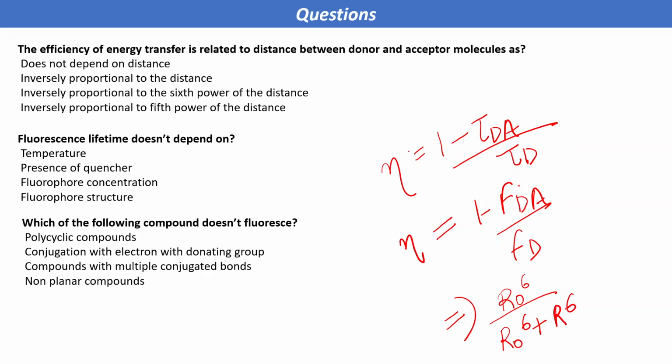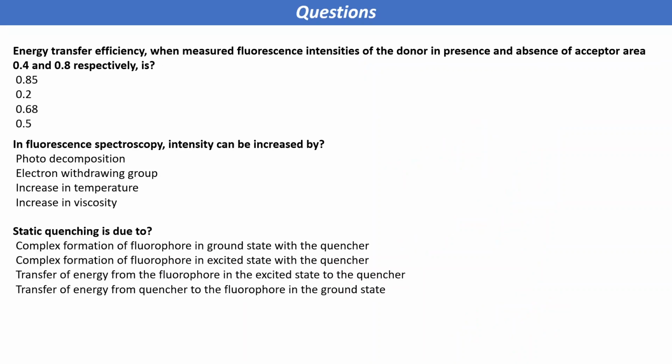That is, the energy transfer efficiency is inversely proportional to the 6th power of the distance. Then about lifetime, the fluorescence lifetime is independent of the concentration but depends on external factors like temperature, pH, etc. or the quencher. And then we discussed what the conditions are for a molecule to be fluorescent. It should be rigid, it should have conjugated pi electrons, a conjugated system, and it should be planar. So non-planar compounds will not fluoresce. Then fluorescence intensity can be increased by increasing viscosity. Why? Because the collisions of the molecule will decrease. Due to this, the intensity will increase.